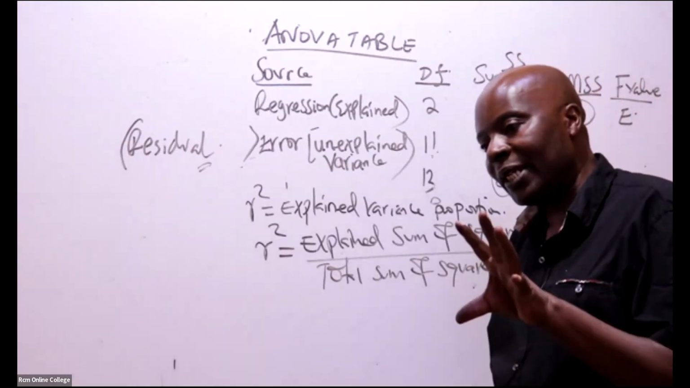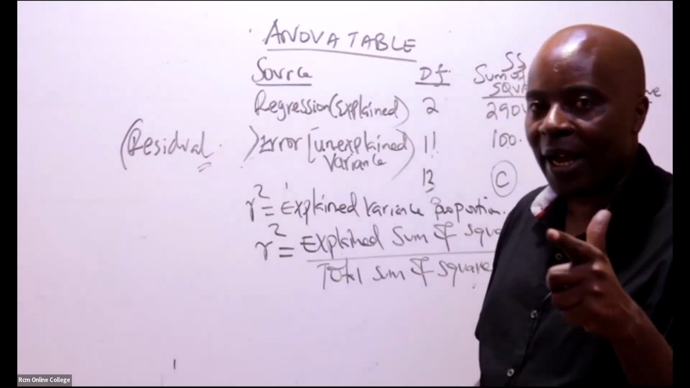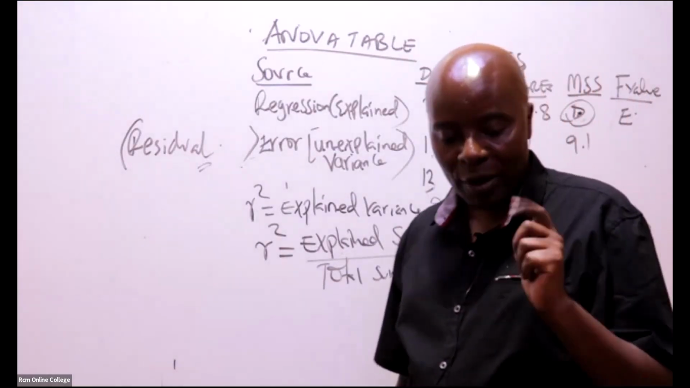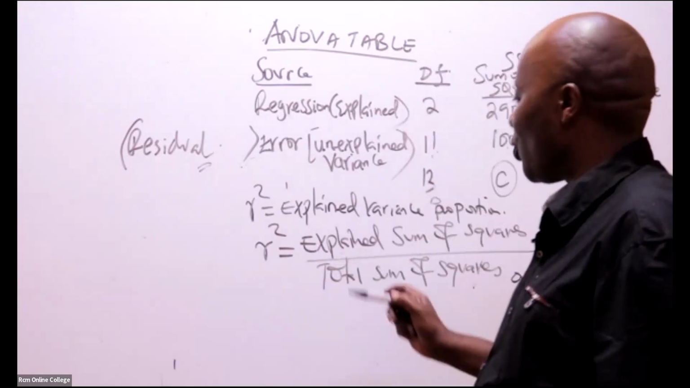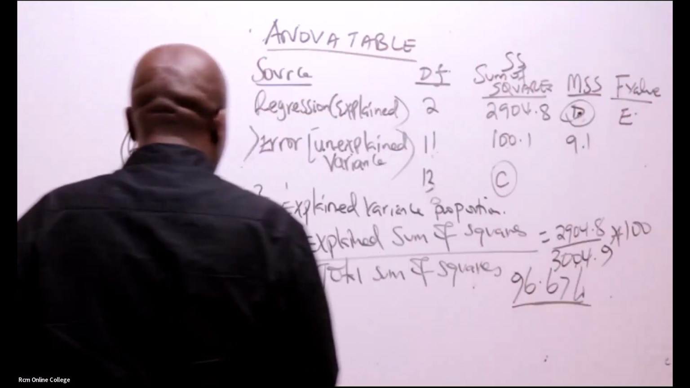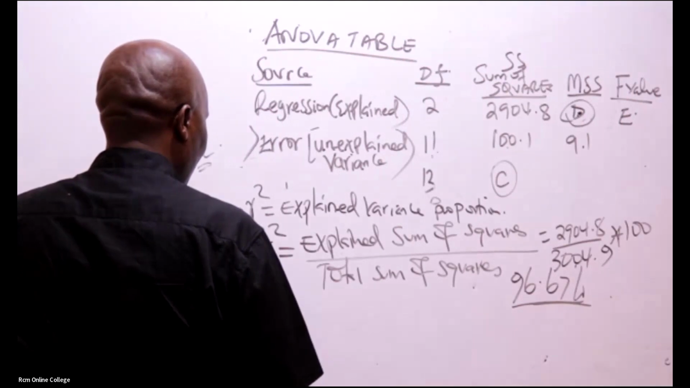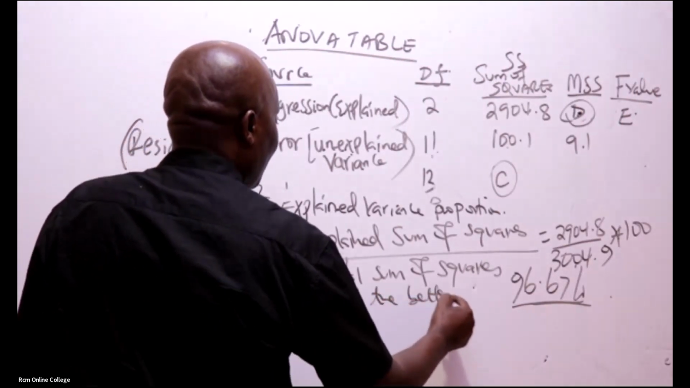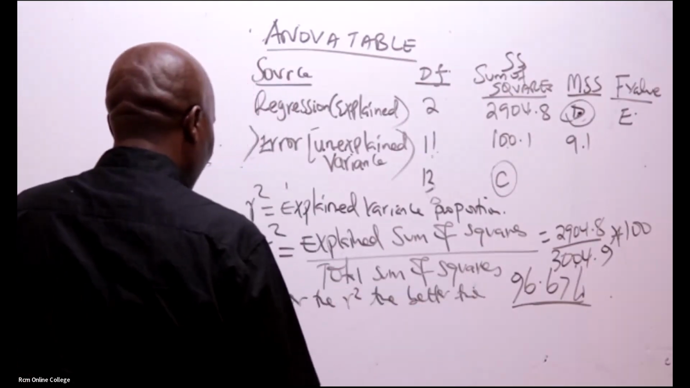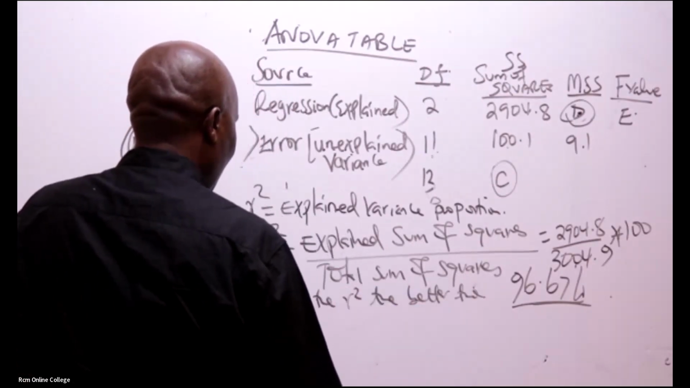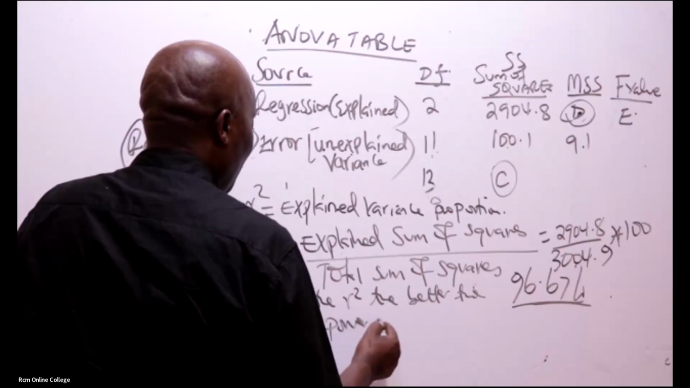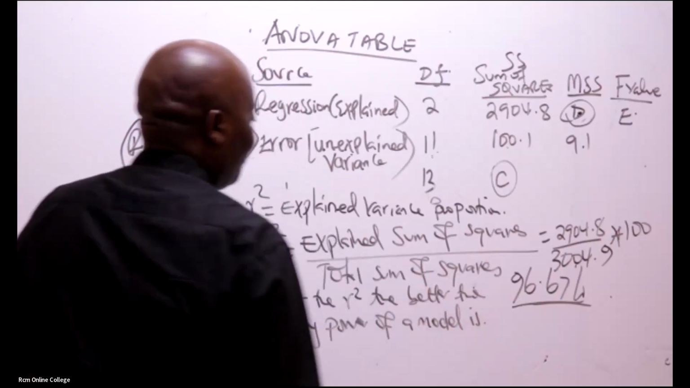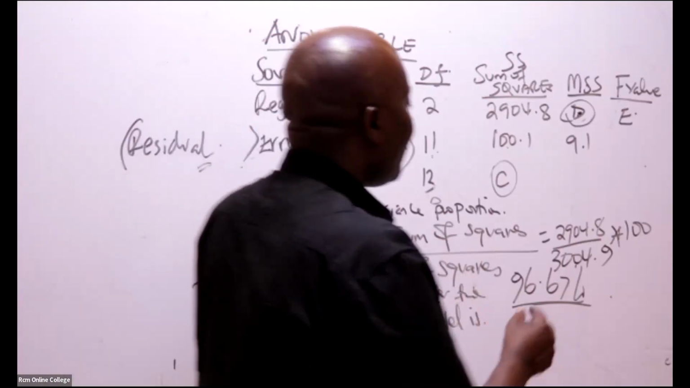Now, ladies and gentlemen, please write there that the higher the R squared, the better the explanatory power of a model is. The higher the R squared, the better the explanatory power of a model is. Like now, this is very high. This is excellent.